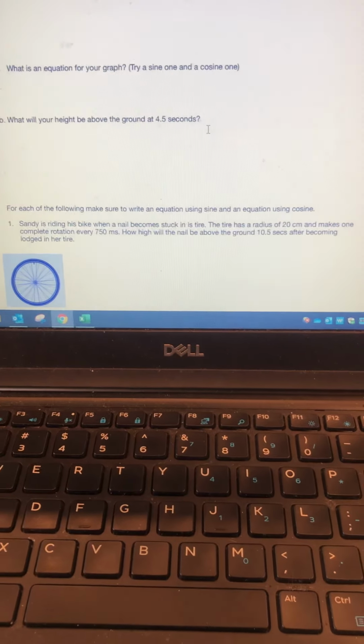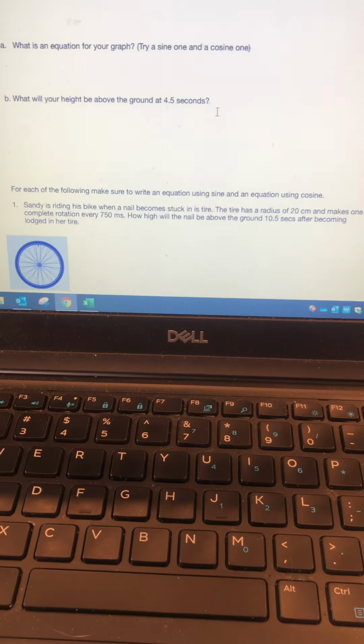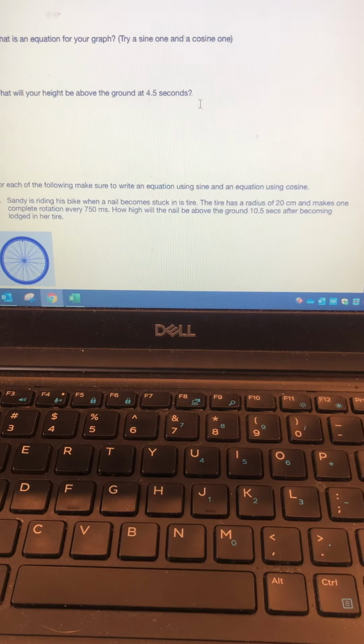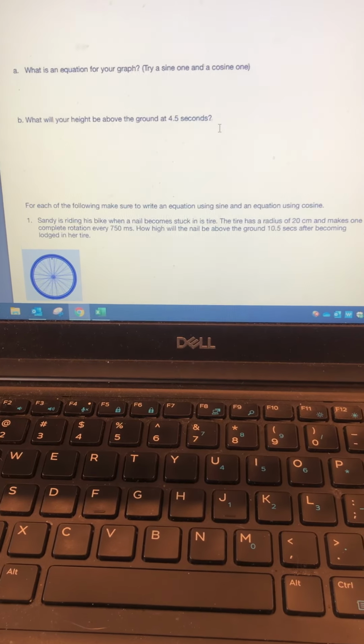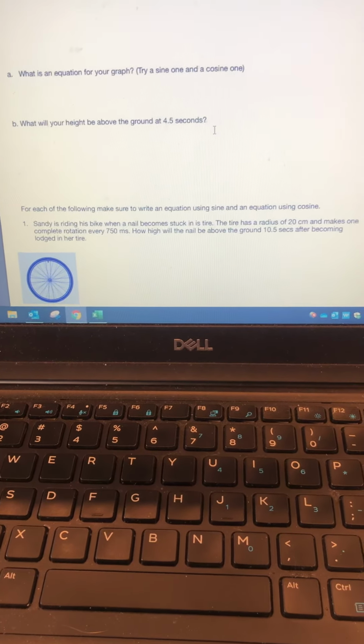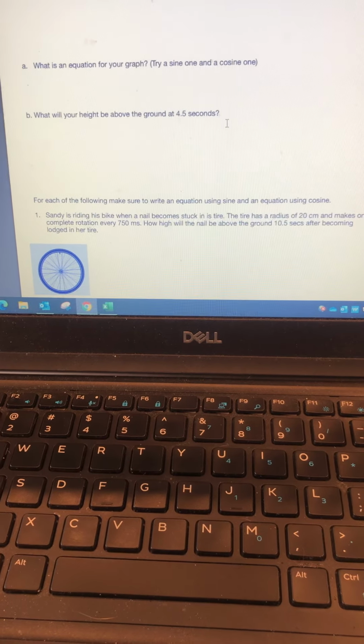Okay, problem number 1. Let's talk about this. Sandy is riding his bike when a nail becomes stuck in his tire. The tire has a radius of 20 centimeters and makes one complete rotation every 750 milliseconds. How high will the nail be above the ground 10.5 seconds after becoming lodged in her tire?